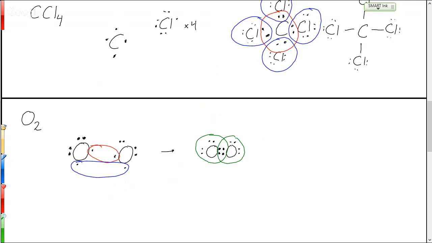So the way we would draw that is by 2 lines instead of just 1. Each line represents 1 pair of electrons. So we can use 2 lines to represent the O2 compound. And we call that a double bond. So we're saying that those oxygens are now sharing 2 pairs.